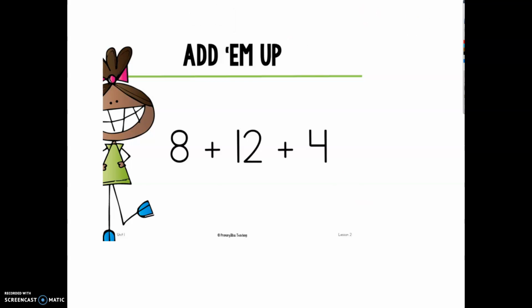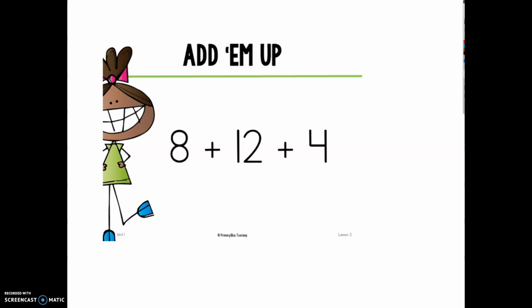Hi, third graders, it's time for another math lesson, and we're going to start with a number talk, and it's add them up. This time we're going to be working on adding three numbers together. So we're going to see if we can use that same strategy of making 10s or making 20s to see what we can come up with. So when you take a look at this problem, 8 plus 12 plus 4.